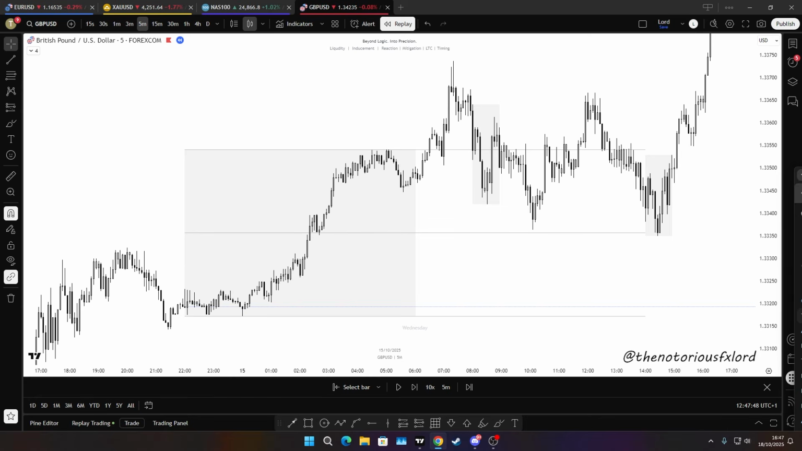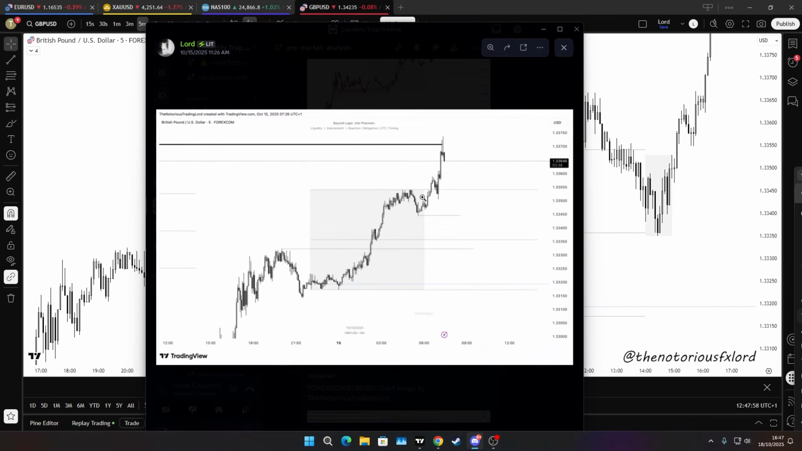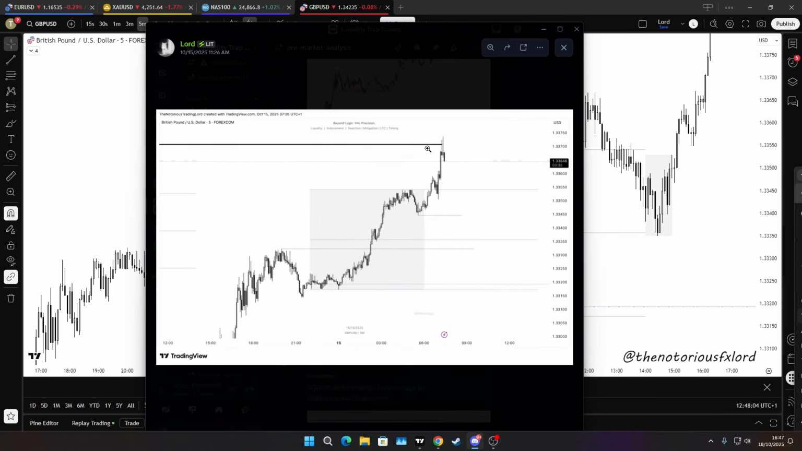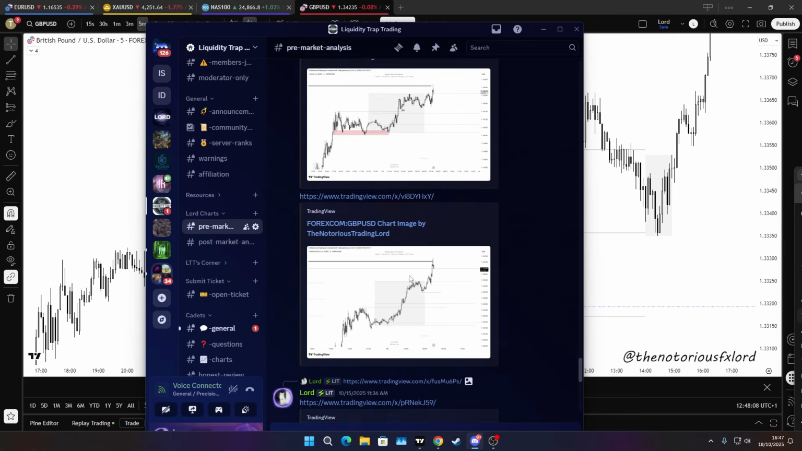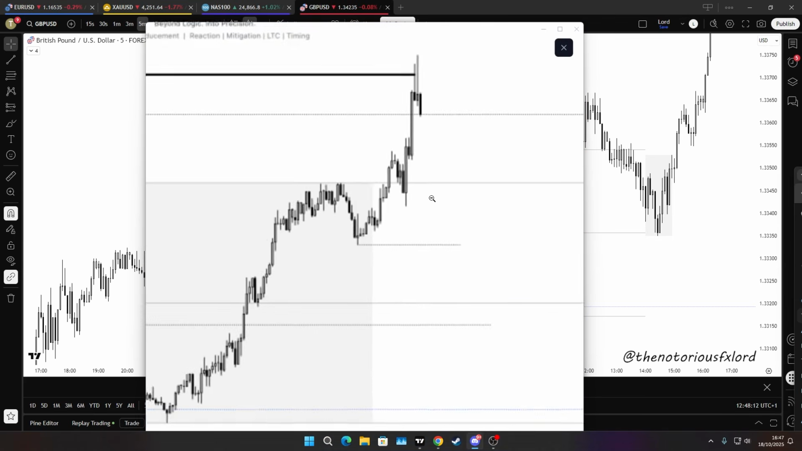Also, before starting out, I shared this setup in my pre-market analysis with the private group as well. So let me share that with you. This was a counter trend GBP USD sell trade that I took. I shared it exactly right there with the private group. You guys can see the pre-market analysis, right? That's when I shared it, and this was the setup.